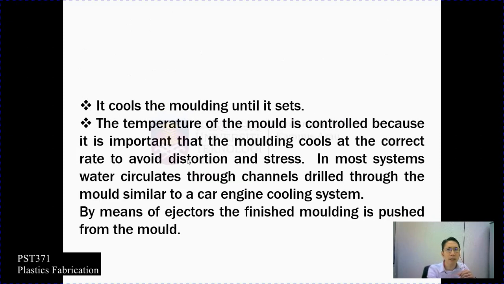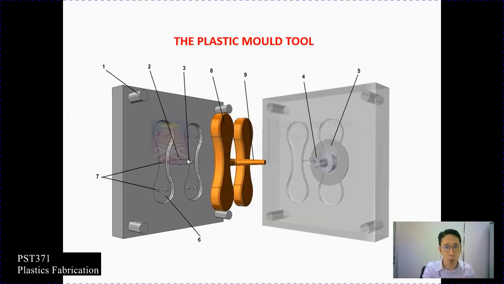It cools the mold until it sets. The temperature of the mold is controlled because it is important for the molding to cool at the correct rate to avoid distortion and stress. This is what I mentioned earlier, the slow injection molding, because we want to eliminate or minimize the stress or distortion. In the mold system, water circulates through channels drilled through the mold, similar to a car engine cooling system. By means of the ejectors, the finished molding is pushed from the mold.